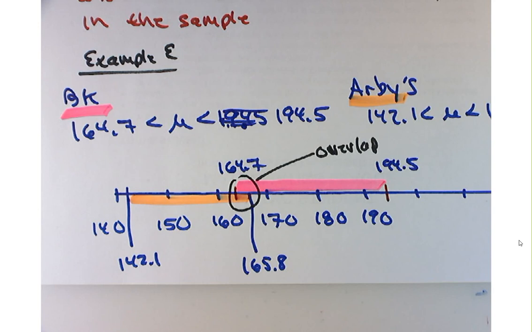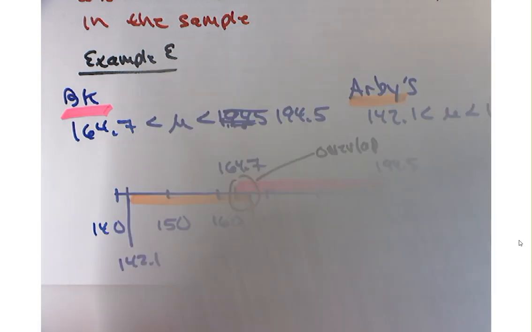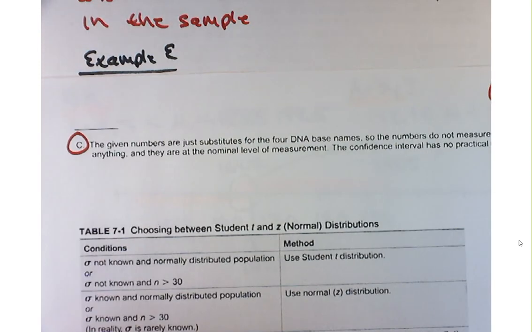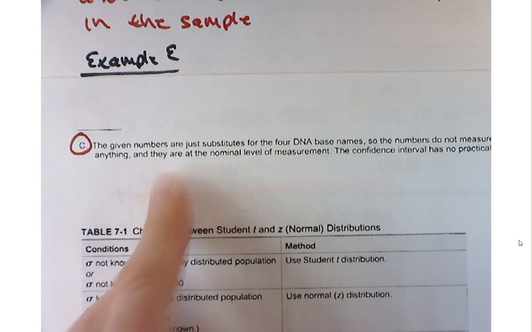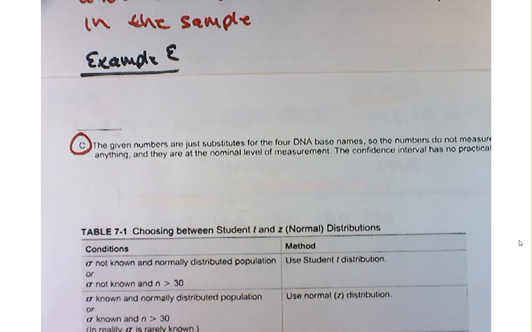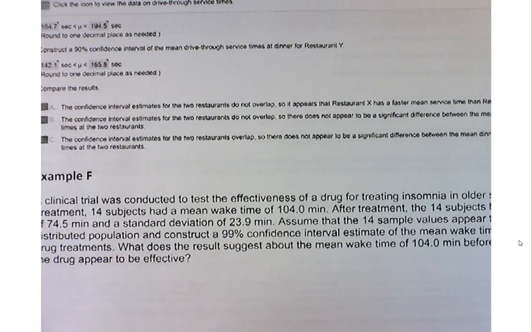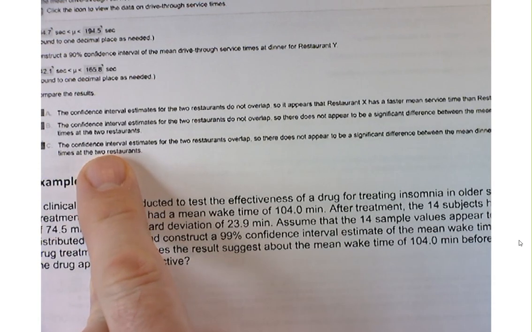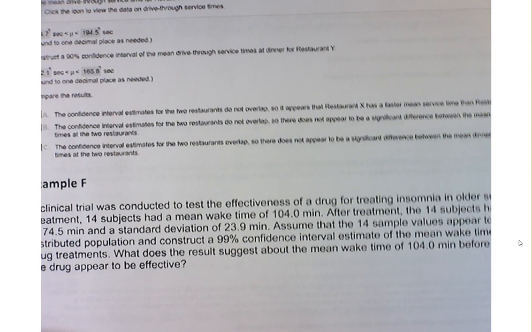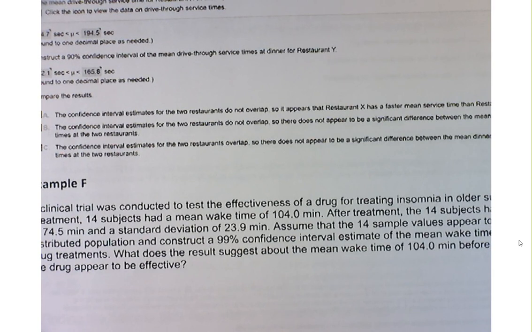So of the three things on your handout, we're going to conclude the last of them. Go into your handout. This should be your conclusion. Let's see, is this the right one? Yeah. E. Thank you. It says the confidence interval estimates for the two restaurants overlap, so there does not appear to be a significant difference between the mean dining times at the two restaurants. That's your conclusion.